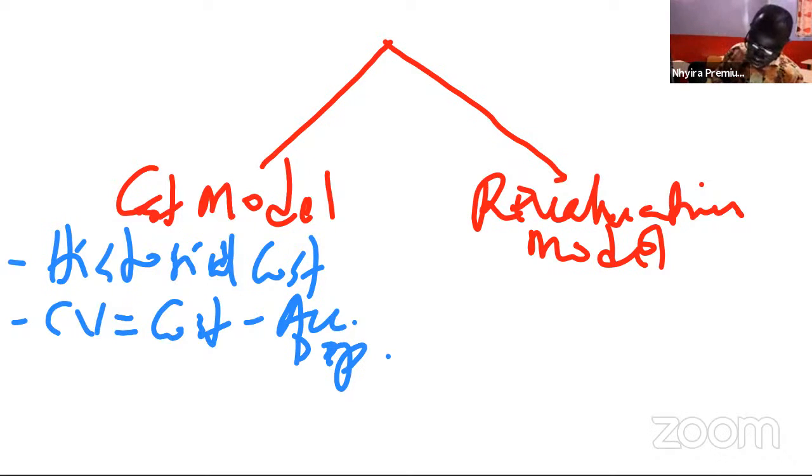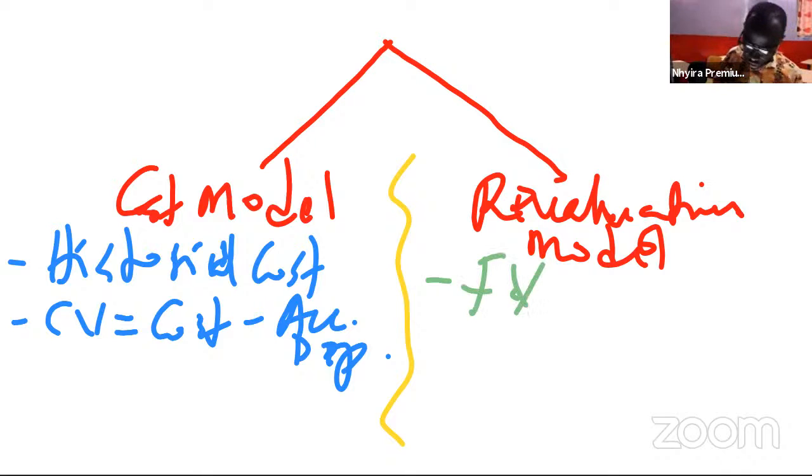Now, under the revaluation model, stay with me carefully. I'm going to come back to the cost model in a moment. This is where the asset is carried at its fair value.